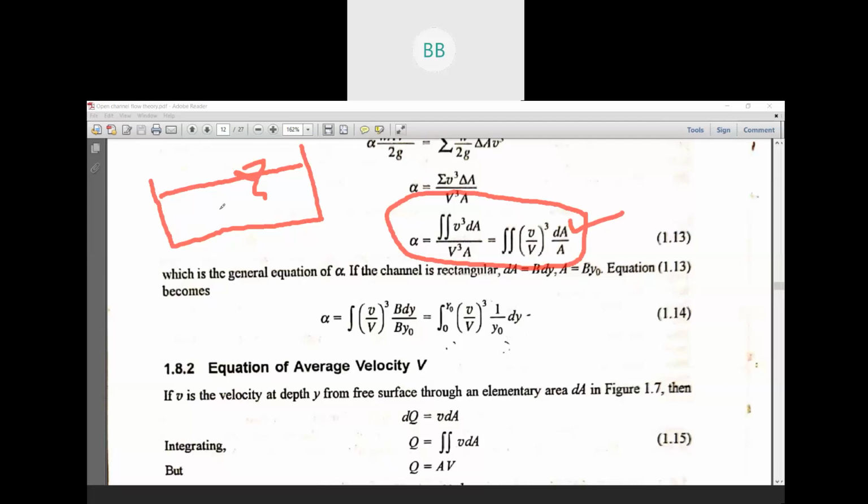For a rectangular channel, we consider the total depth of flow as y naught. So we have considered one elementary area inside that rectangular channel, and we consider the depth of flow for that particular elementary area as dy. And the area for that particular small elementary area is dA.